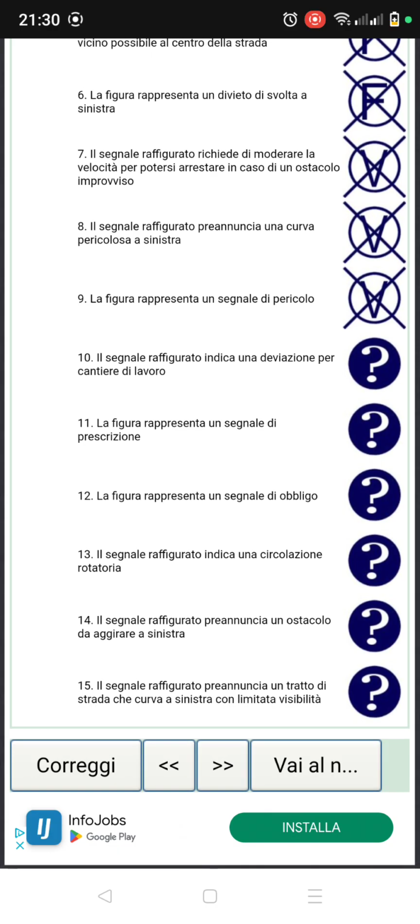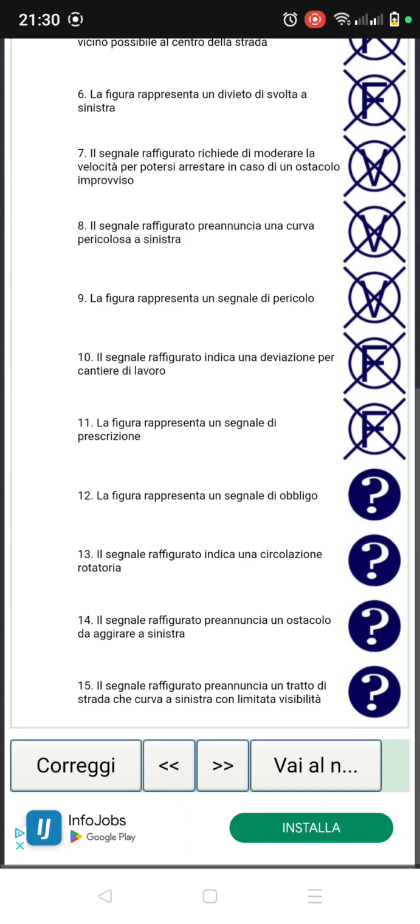Number 10. Il segnale raffigurato indica una deviazione per cantiere di lavoro. No, this one is false. It said this signal is indicating a deviation because of construction site work in progress. No, it's false. Number 11. La figura rappresenta un segnale di prescrizione. No, it's false. It said this sign figure is representing a prescription signal.